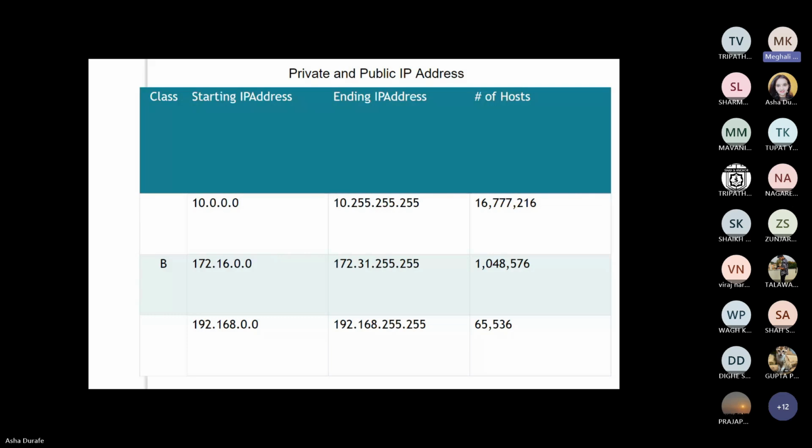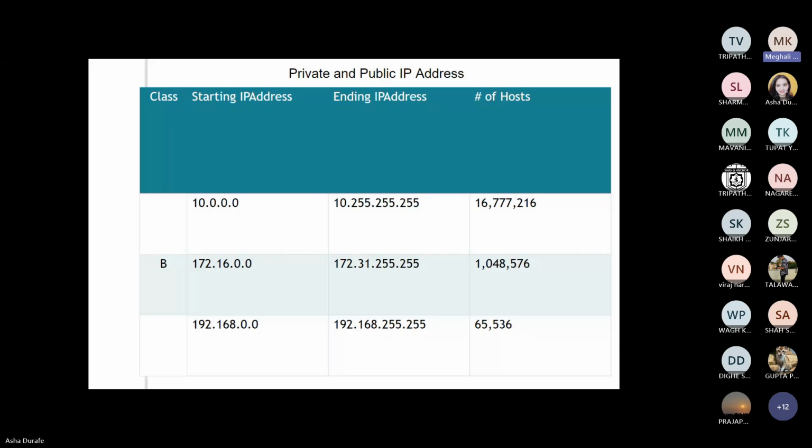1,048,576. So these many hosts it can accommodate. So that is why it is told that class B is for mid-size organizations, class A is for large organizations, and class C is for small organizations, because it can accommodate only 65,536 hosts.